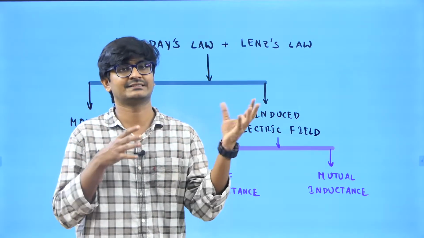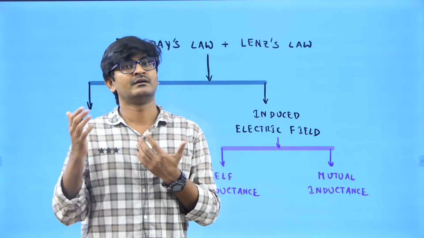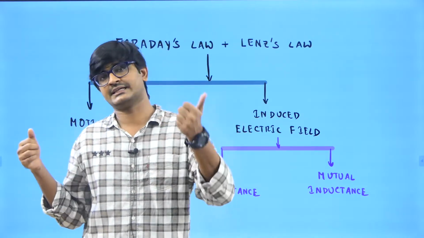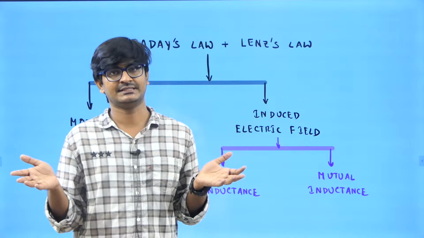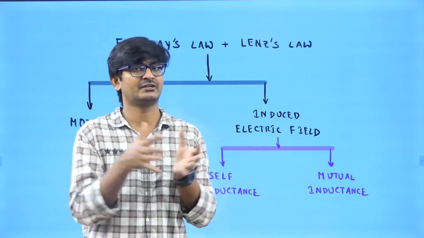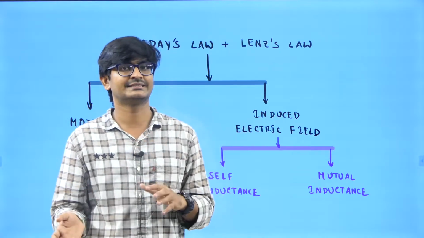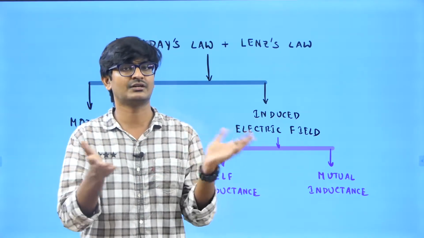How can it change? Flux is the dot product of magnetic field and area. So either the magnetic field can change, or the area can change, or the angle between them can change, right? So if area is changing, what does that mean? You are increasing the area or decreasing the area. If the angle is changing, you are rotating the area.